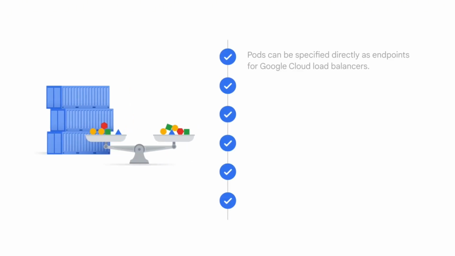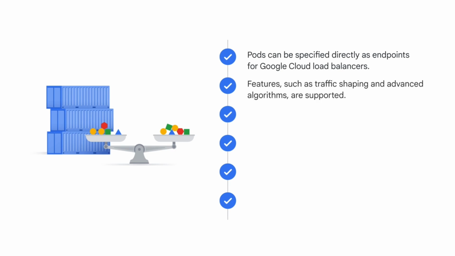Now, there are many benefits to using container-native load balancing and network endpoint groups. Let's explore a few. One benefit is that pods can be specified directly as endpoints for Google Cloud load balancers. This means that the traffic will be directed to the intended pod, eliminating extra network hops. Another benefit is that load balancer features, such as traffic shaping and advanced algorithms, are supported. The load balancer can accurately distribute the traffic since it has a direct connection to the pod.